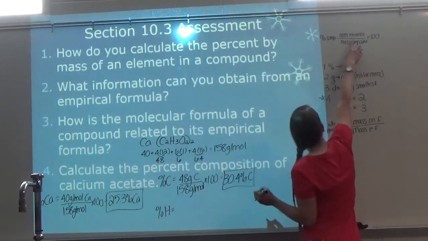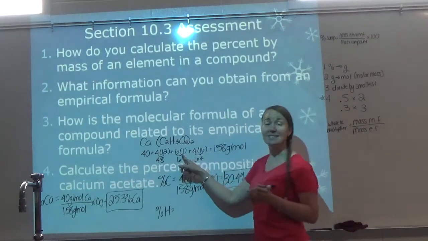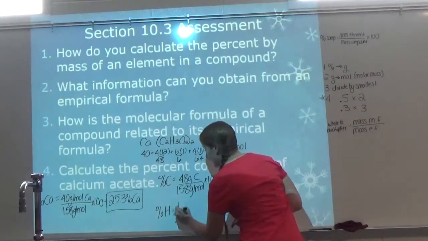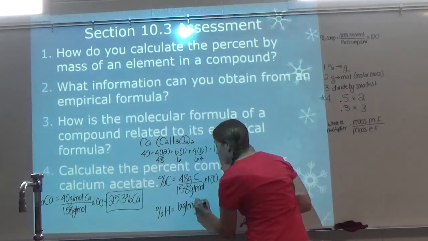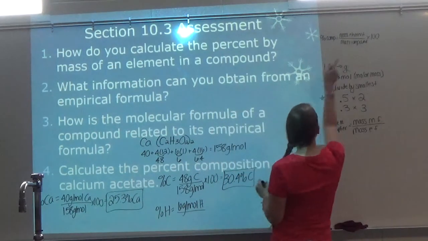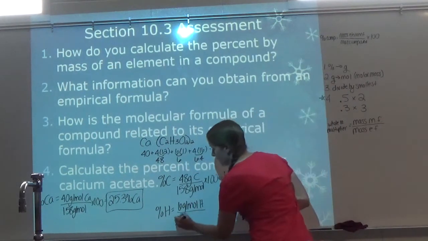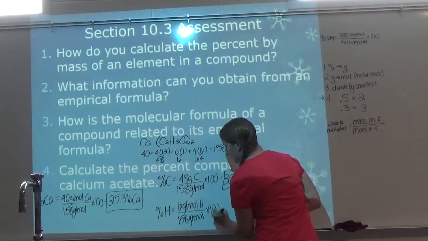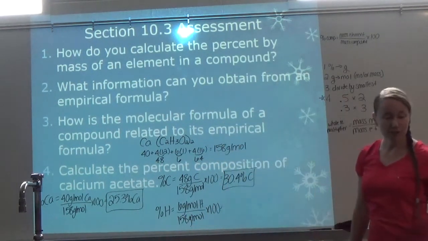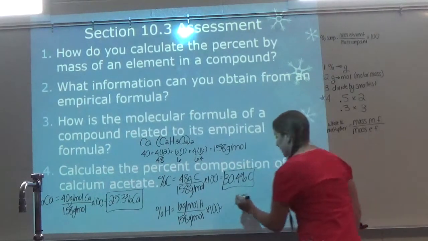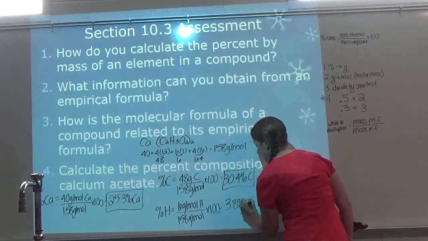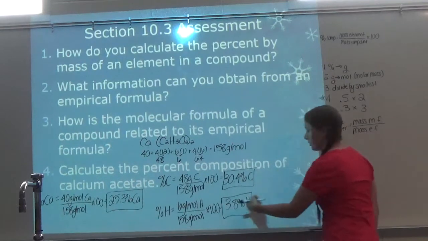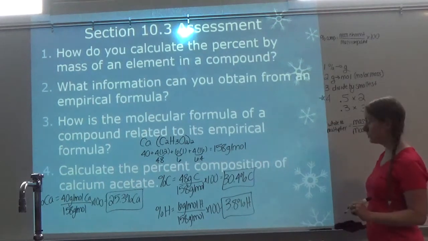All right, next I'm going to do hydrogen. So it's mass of the element. So for hydrogen is 6 times 1, which is 6 grams per mole for hydrogen, not 1, over mass of the compound, which is 158 grams per mole total, times 100. And so for hydrogen, I end up getting 3.8%. And then I put my H behind it. So 3.8% H for hydrogen.